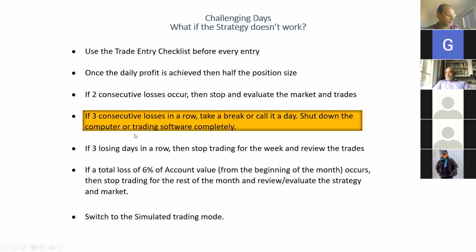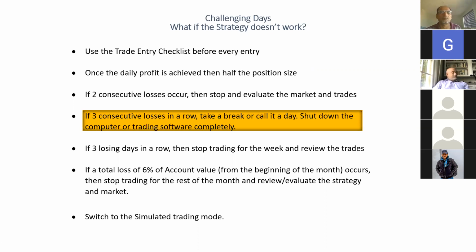If 2 consecutive losses occur, then stop and evaluate the market and the trade. What is going on? Are we jumping the gun? Are we too fast? If 3 consecutive losses in a row, take a break or call it a day. Shut down the computer trading software completely. Otherwise, you will get back to trading again. It's so attractive at times.